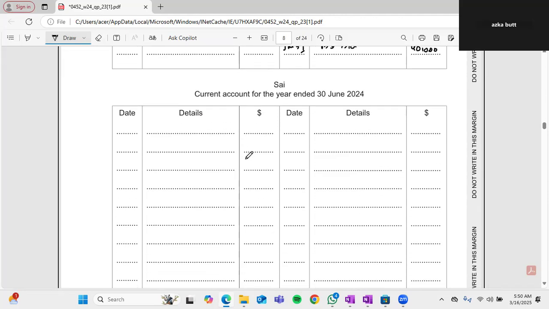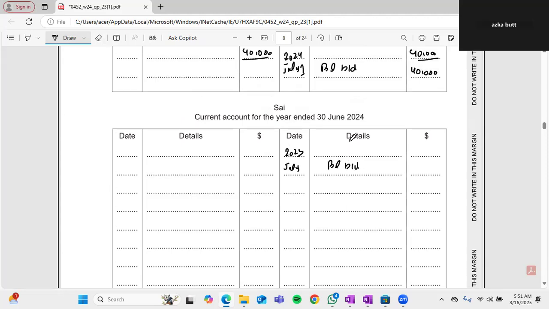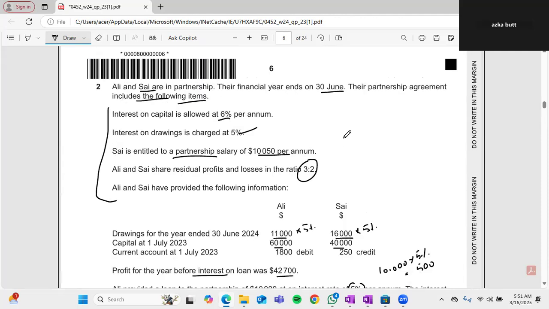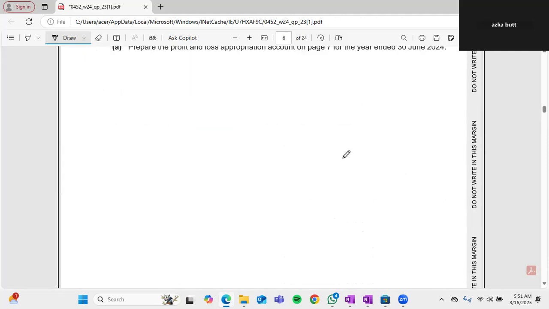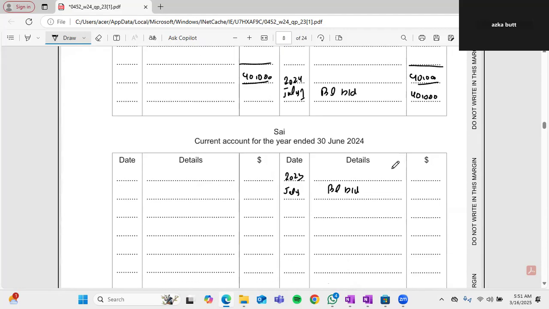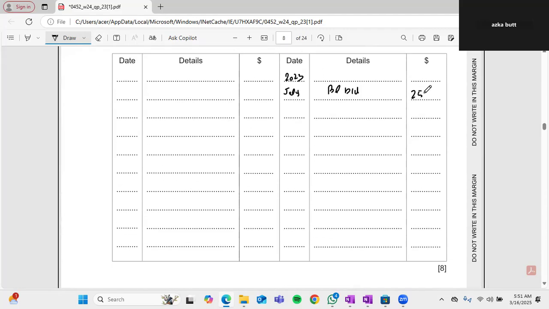We can now prepare the current account for sale. So what is the opening balance? This is 2023, July 1st. Let's see the opening balance of SAI. The opening balance of SAI is equal to 250 carat. So we have to write it here. And after that, we have to write interest on capital, salary and profit share on the credit side, and the drawings and interest on drawings on the debit side. Okay.